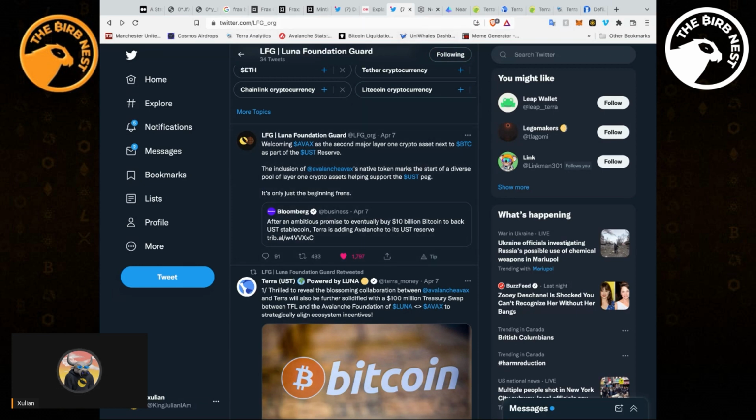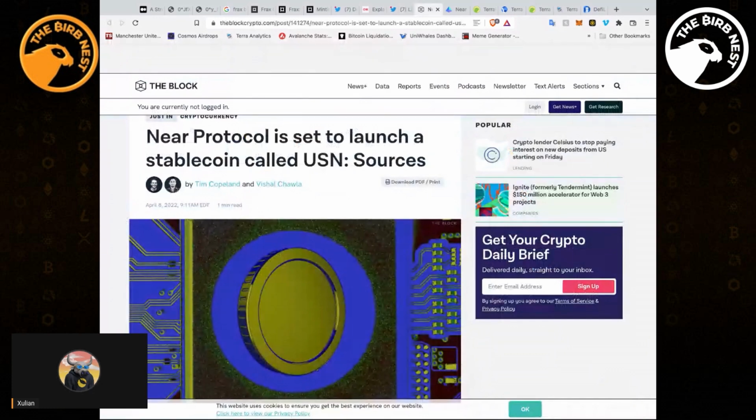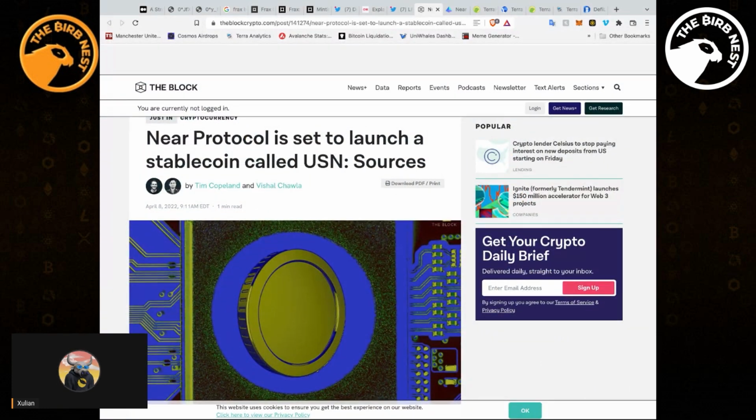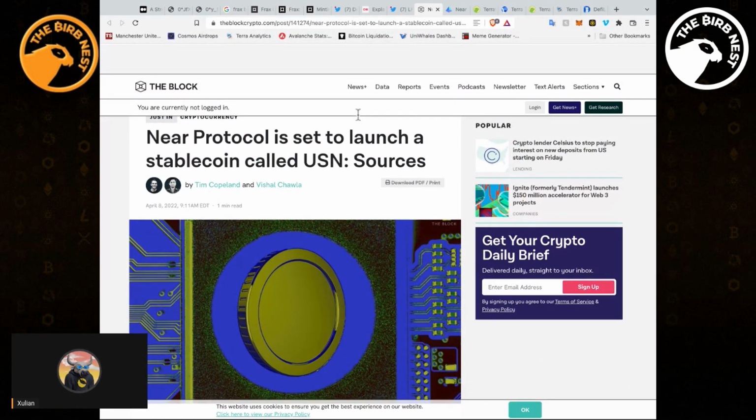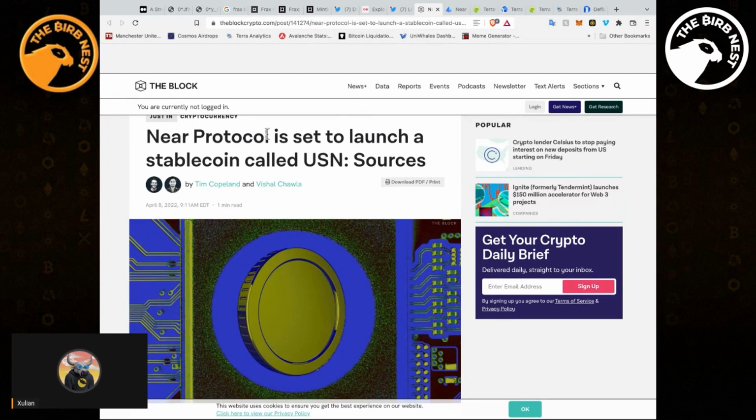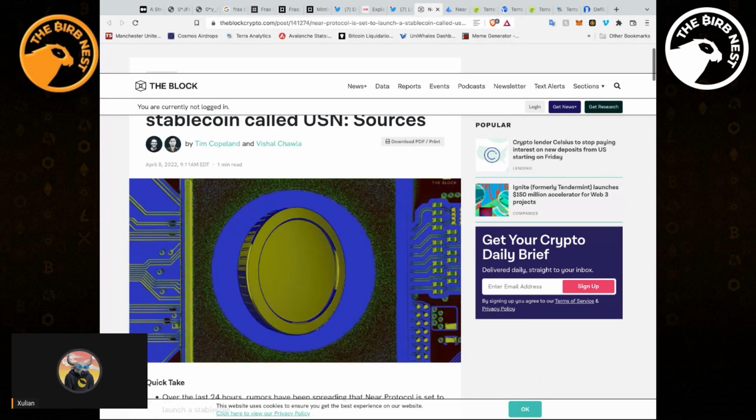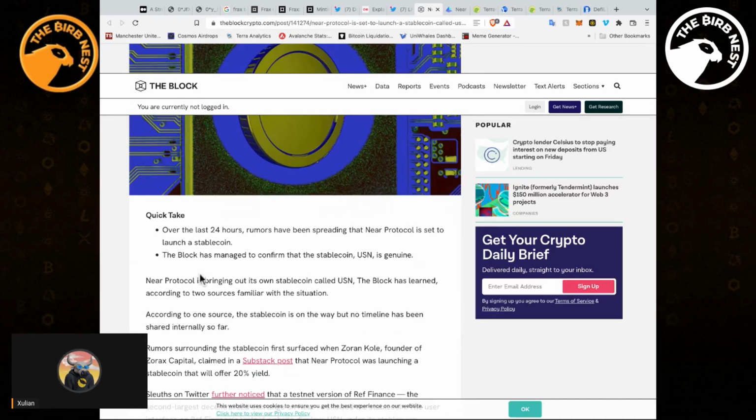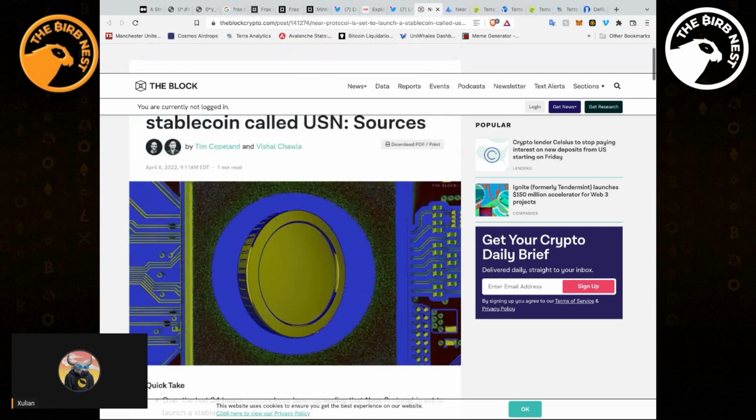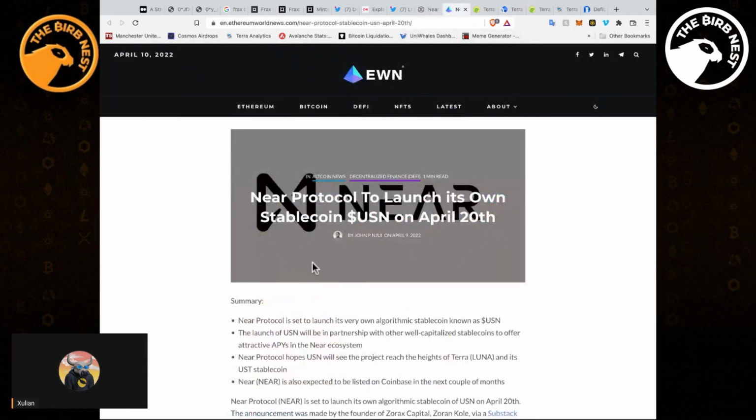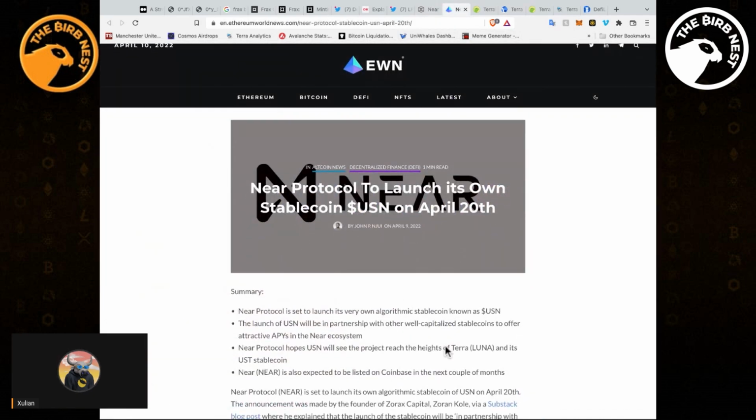Finally, a quick announcement. It has already happened a couple days ago, but Near Protocol is set to launch their own stablecoin called USN. What's USN? Well, essentially, it's a copy of UST. It will operate very similarly to Luna and to Terra. So we can see Near Protocol on April 20th will launch their USN. And it's essentially a copy of Luna.